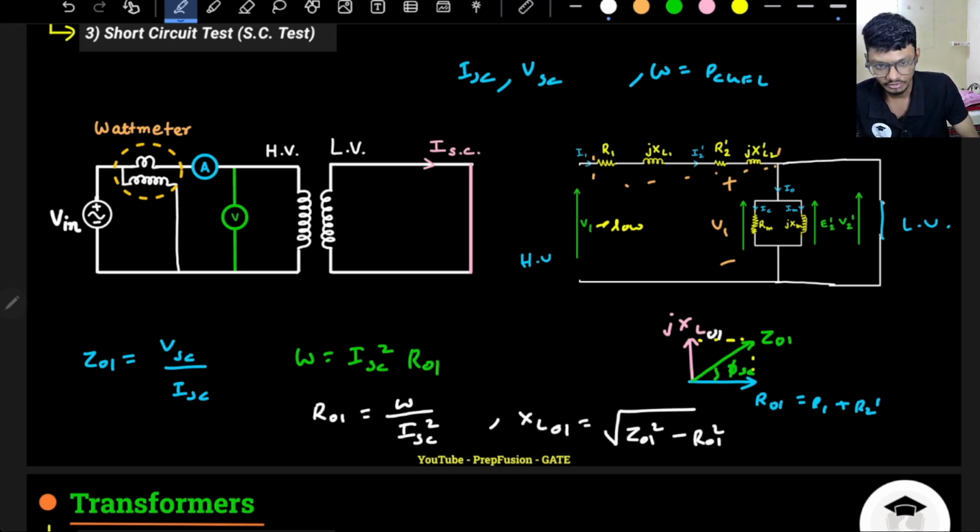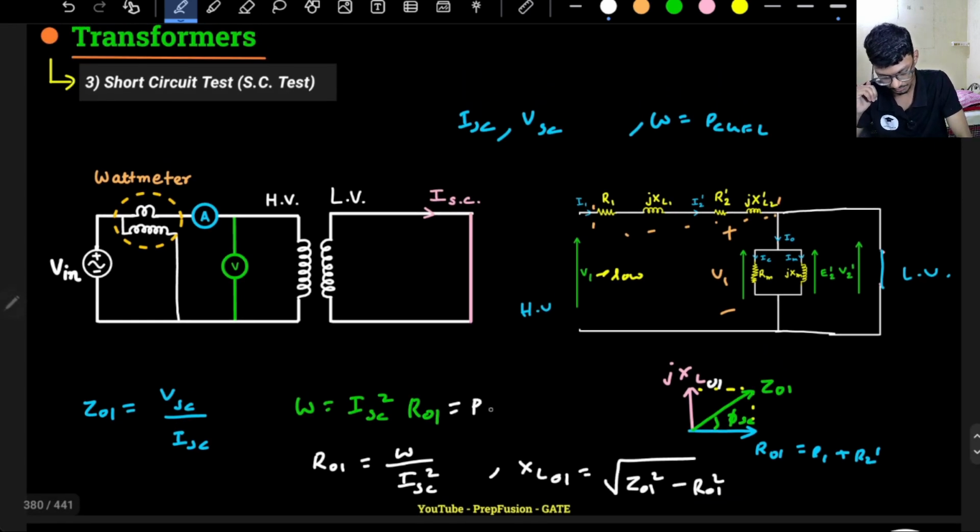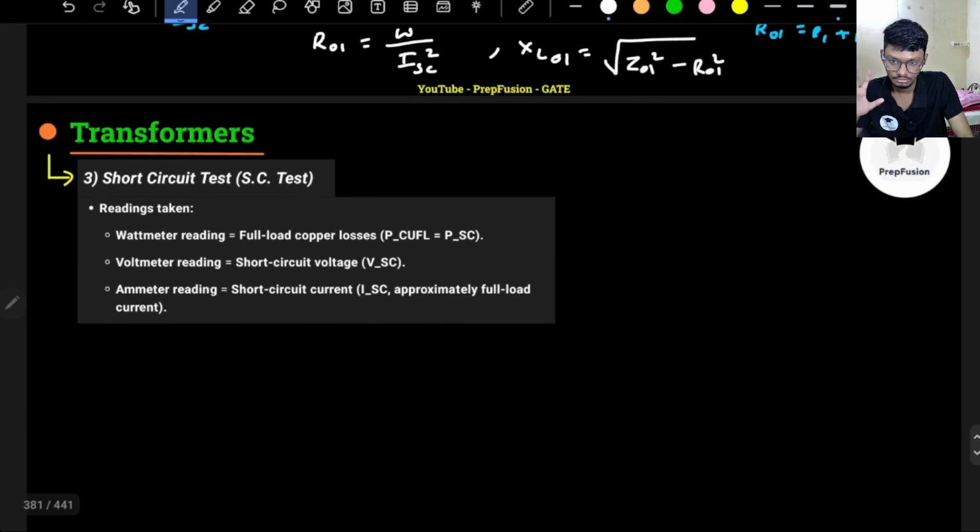And if you want to refer to the other side, you can simply do so using the turns ratio. I hope you remember these things. And if I know the full load copper loss, P_CU full load, I will be able to find the copper loss at any load, right? So the copper loss at any load, P_CU, will be x squared into P_CU full load. All this we have discussed previously. So this is how you find the circuit parameters.